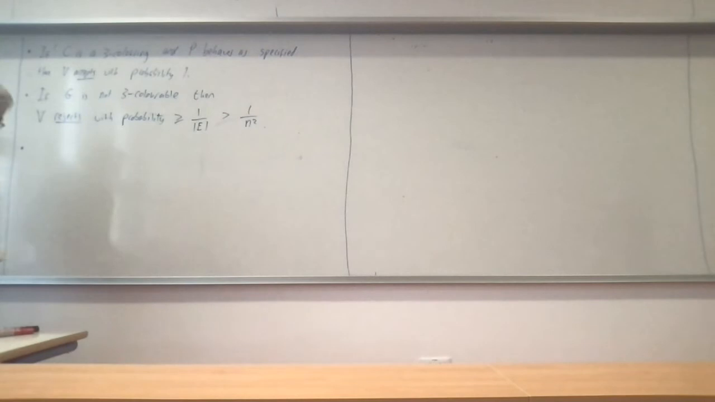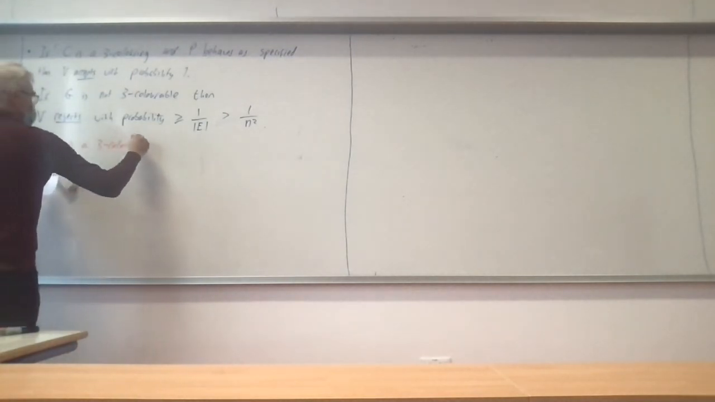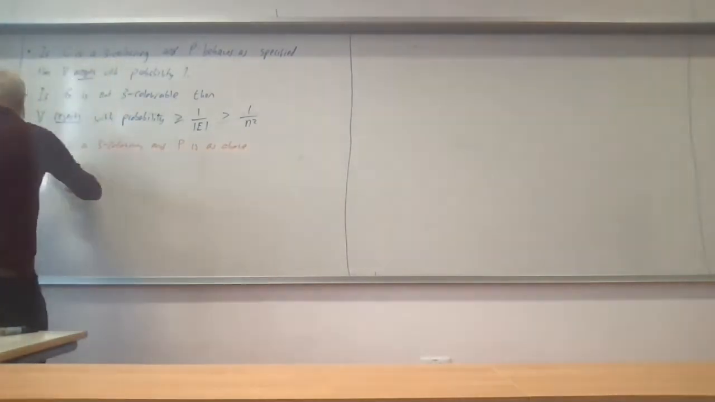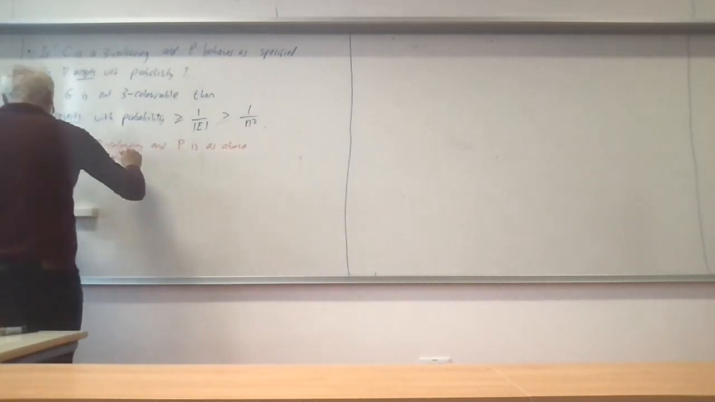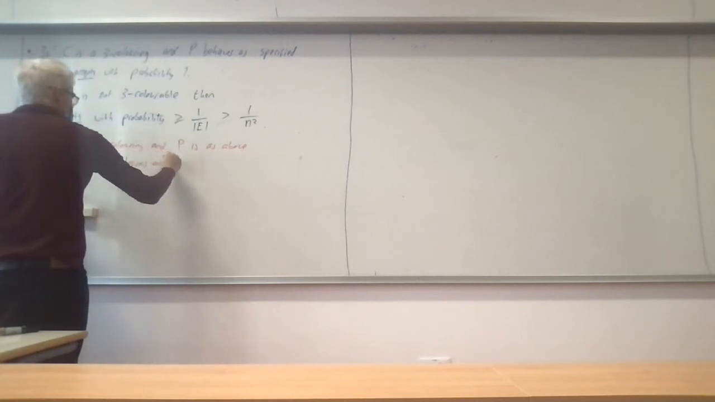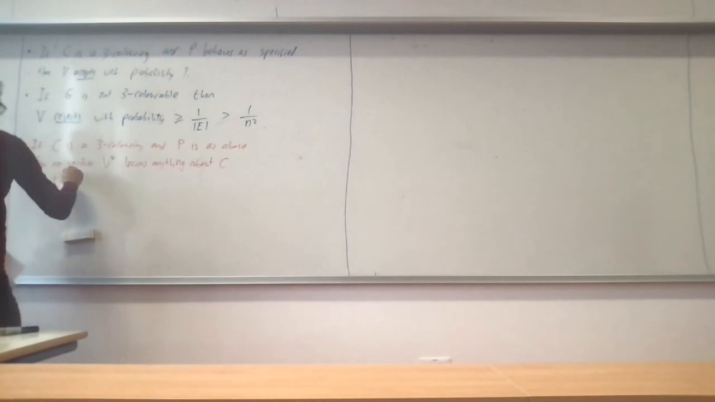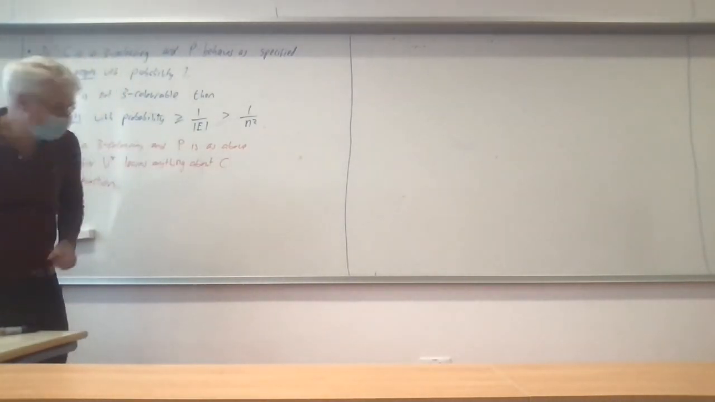If G is a, so again, sorry, C is a 3-coloring, and P is as above, then no verifier V star learns anything about C from the interaction. This is the zero knowledge condition.